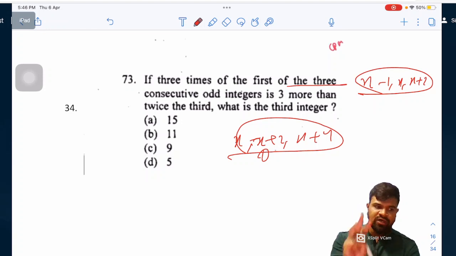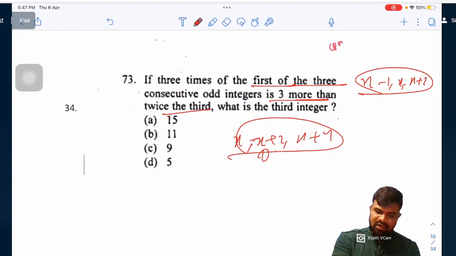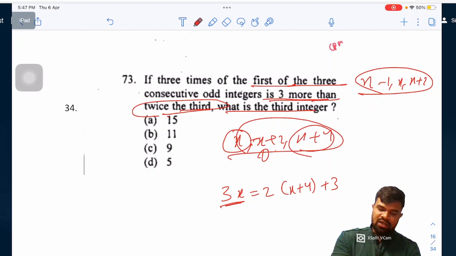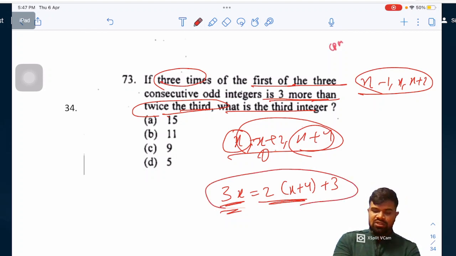Now it is given in the question that three times the first of the three is three more than twice the third. So it is something like this: 3x equals 2 into (x plus 4) plus 3. This is the third integer, and this is the first integer. Three times the first integer is three more than twice the third integer. So this is the equation that we have got.